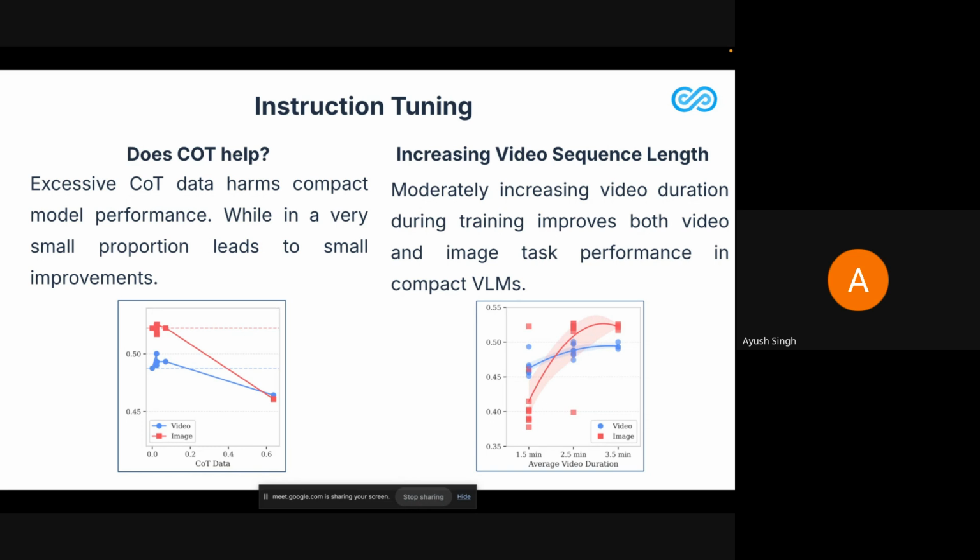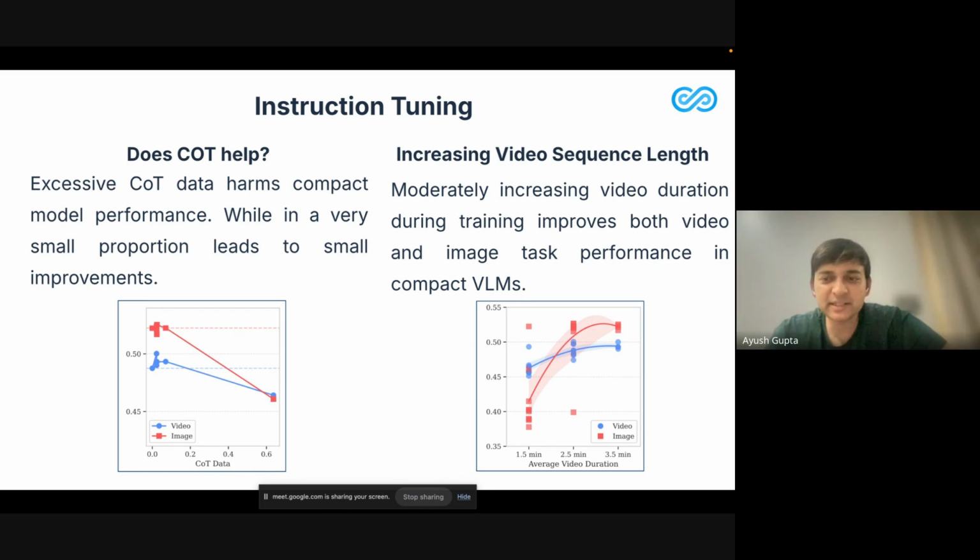So another thing that they've seen was that increasing the video sequence length for the VLM task improves the performance for both the image as well as video tasks in the case of compact VLMs, as you can see in the graph below. Right. I was not able to get the intuition around why this was happening. Any takers? Anyone want to propose a hypothesis why increasing the video duration improves the model's performance on image tasks? An image task is something like captioning the image, etc.